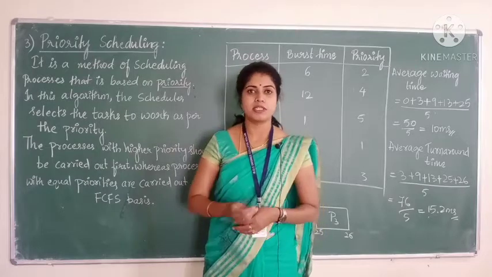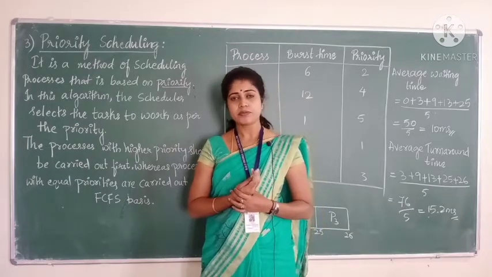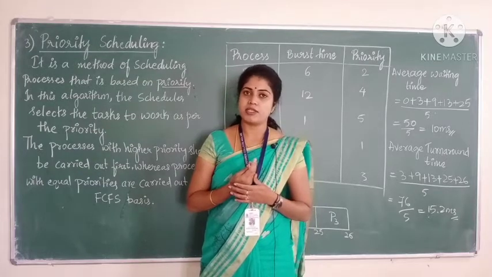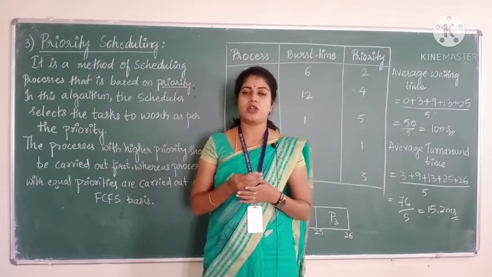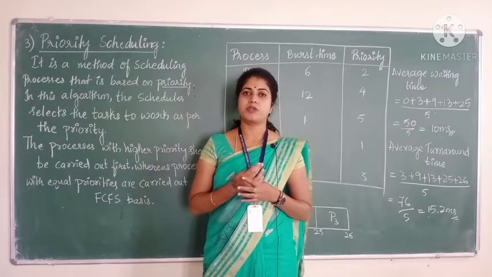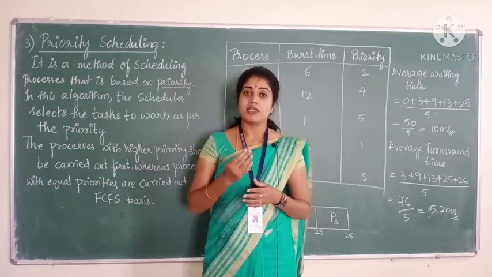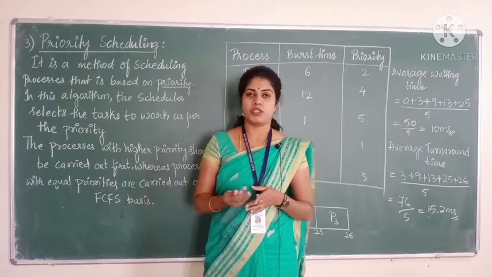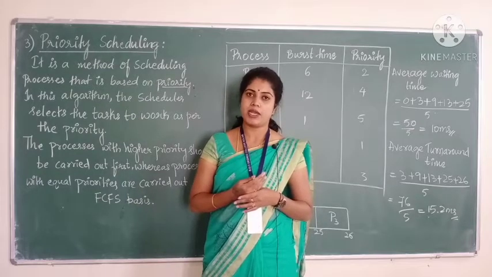As the name itself is telling, it is priority scheduling. As you all know, the table will be given. The table consists of two columns, a process column and the next one, burst time. So what is a burst time? The burst time is the time taken by a process to execute. So much time is required to complete its execution.